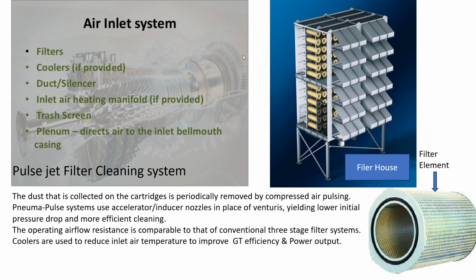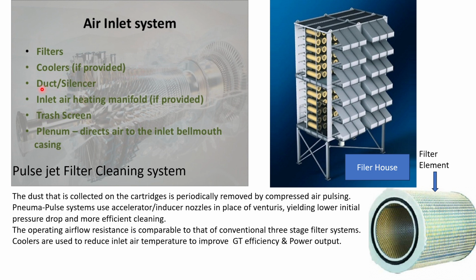Now we will be talking about the air inlet system. In the air inlet system there are filters. You can see the filters here. The filter is shown at the bottom right. This is the filter house, and in some places where air temperature is very high, we are using coolers to cool the air to improve the turbine capacity and efficiency.